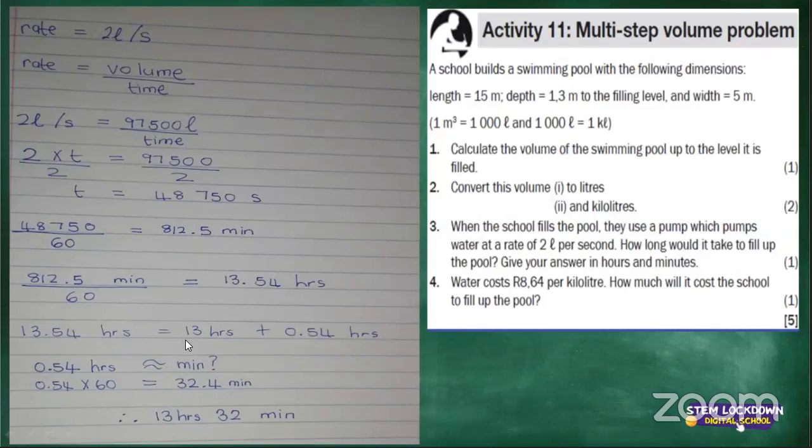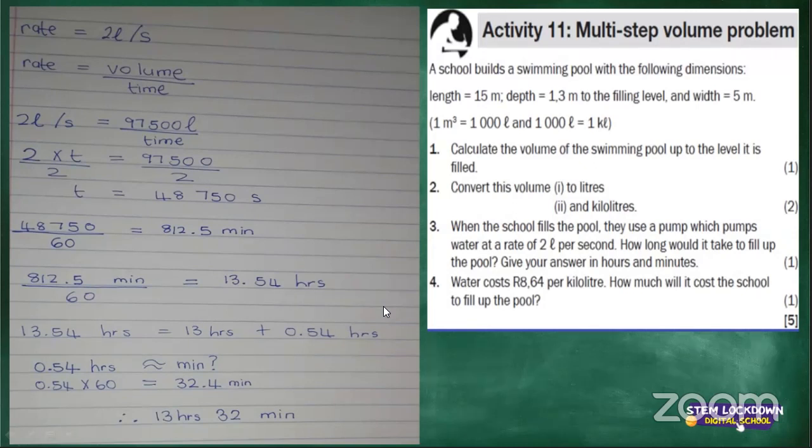We have 13 hours plus 0.54 hours. 13 hours is given, we're done with that part. We have the 13 hours. Now we need to convert that 0.54. The easiest way you can do it without cracking your skull is what we've done. Because this 0.54 is in hours, just involve your conversion factors and convert hours back to minutes.